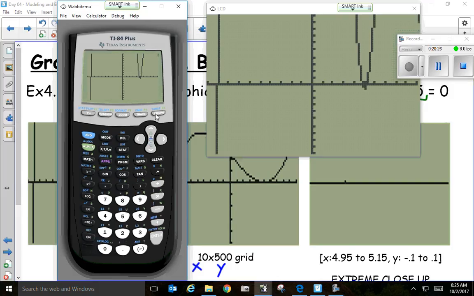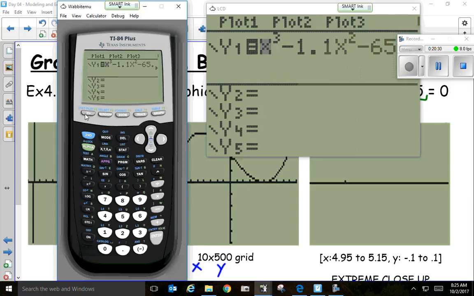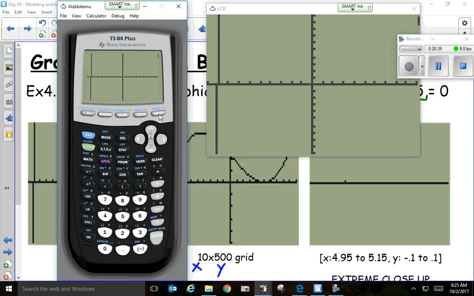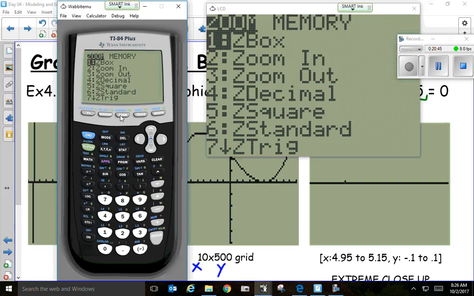It's 229.5. Oh, look at the difference in that. So y equals 229.5. That's it. Okay, graph that. There you go. Now, you know I hit zoom standard.